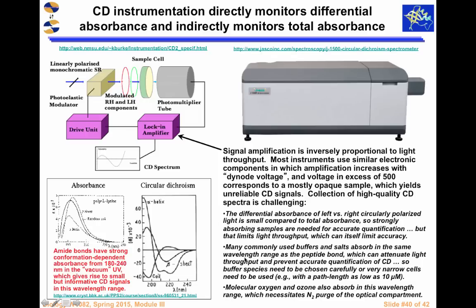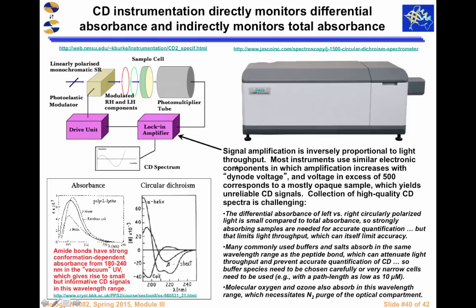This is just showing an instrument. I don't really want or expect you to know much here except for one thing. Because the differences in absorption of right and left circularly polarized light are small, if you have samples that don't absorb much light, it's hard to quantify a small difference of a small amount. So you want a large absorbance. And so you try to get a CD measurement where you have a lot of light absorbed. Of course, if too much light is absorbed, none comes through.